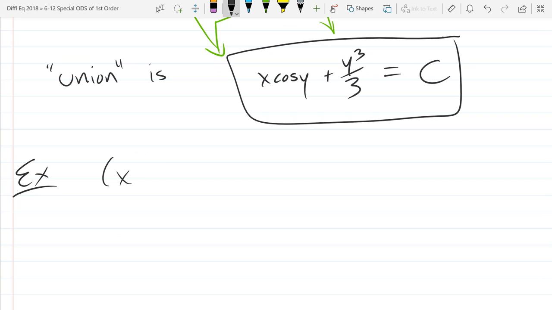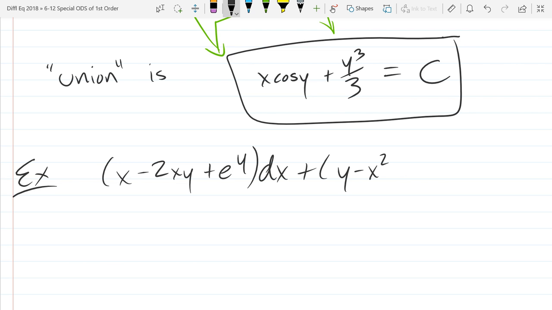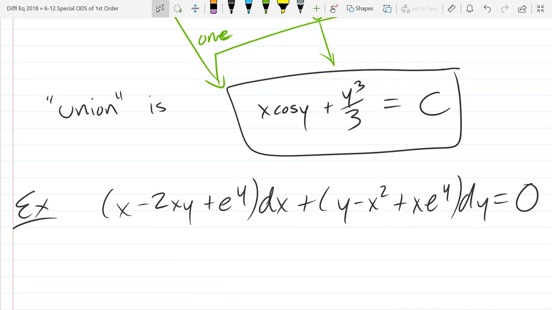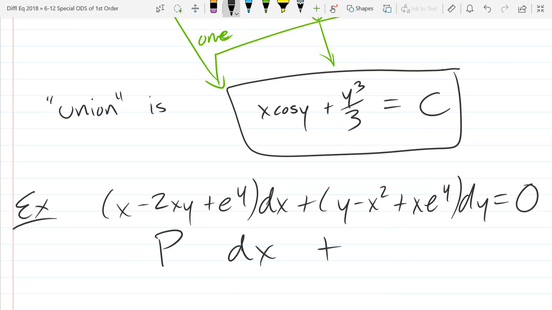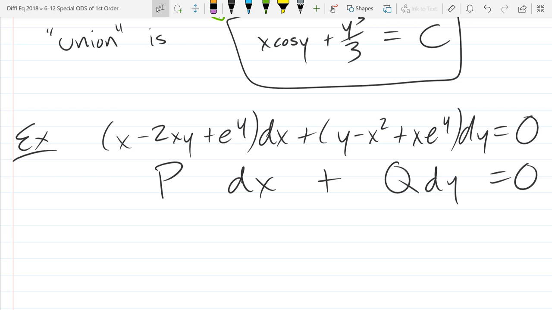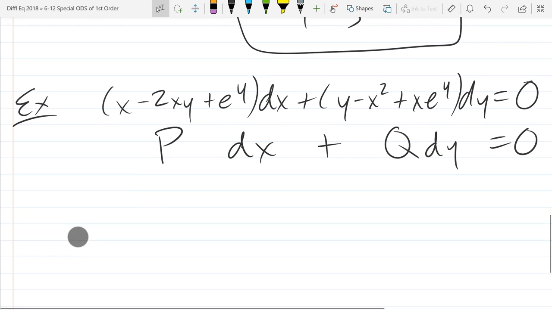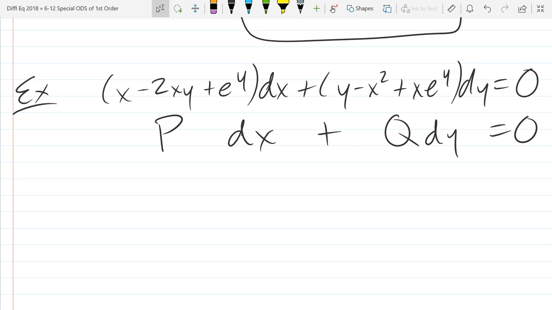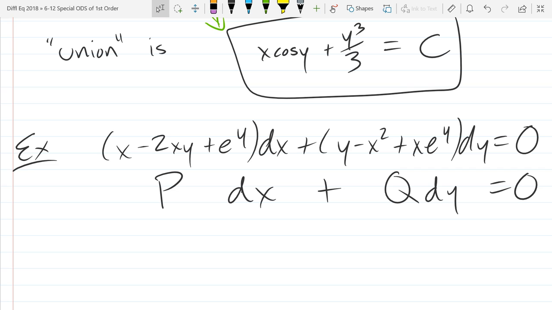So we have (x minus 2xy plus e to the y) dx plus (y minus x squared plus x e to the y) dy equals 0. So I want you to check if it's exact. Spoiler alert, it is exact, but make sure you check, and then take your proper antiderivatives, which is basically just integrate P and Q. It's a good time for questions if you're stuck.